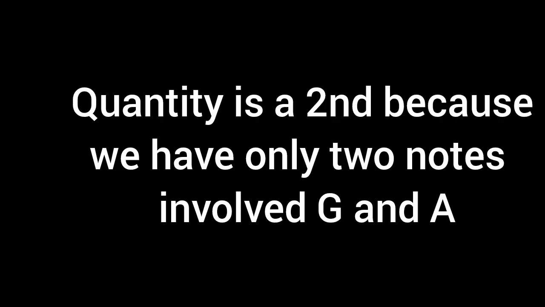Okay, so let's do number 4. Number 4 is G to A. This one is actually the simplest. First thing is the quantity. From G to A, we only have 2 letters, letter G and letter A. So it's a second.